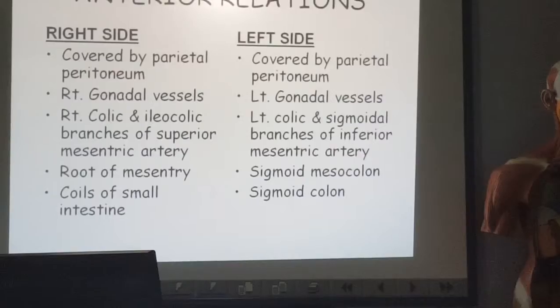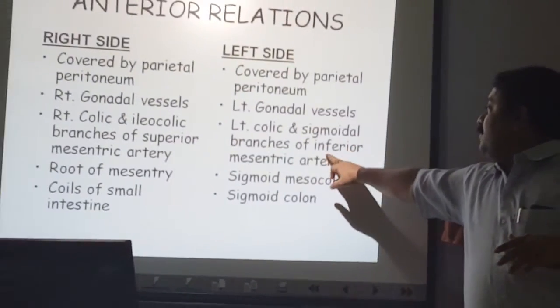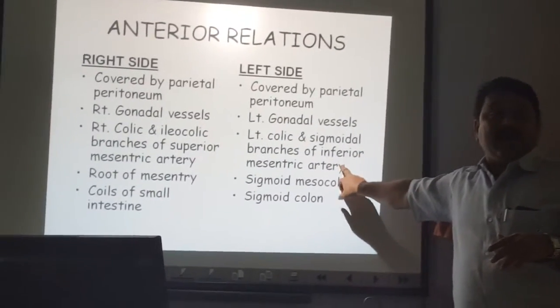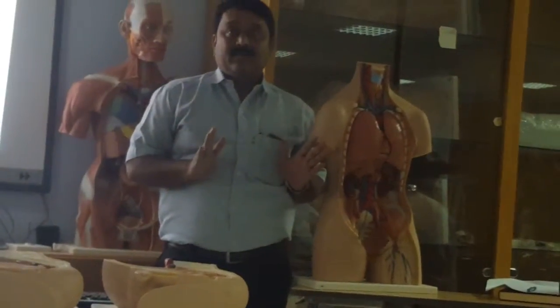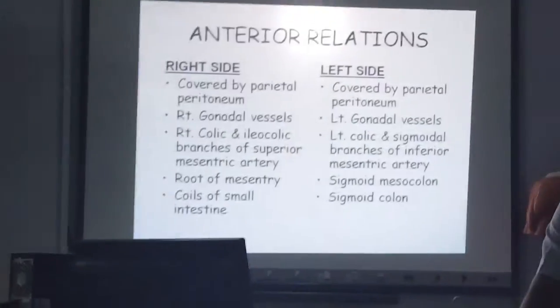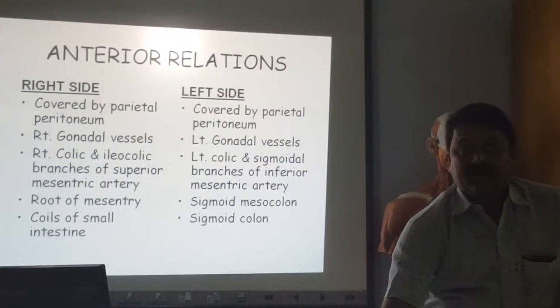So, if I put an X mark here, write the anterior relations of the X mark. That is the left ureter. It is different from the right side, isn't it? So the sigmoid mesocolon, sigmoid colon, and sigmoidal branches of the inferior mesenteric artery, whereas on the right it is the superior mesenteric artery. There is a difference between the right and left ureter. This is about the anterior relations of both ureters.